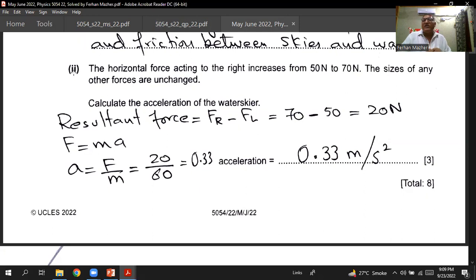And F is 20 Newton and m is 60 kg. So you will get 0.33. So the acceleration is 0.33 meter per second square. So my dear students, question number 1 is completed.